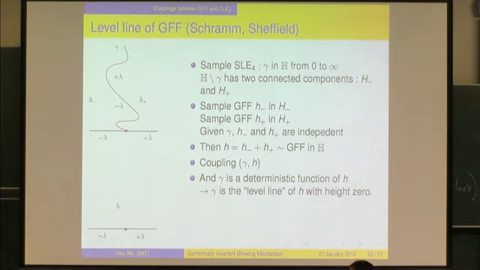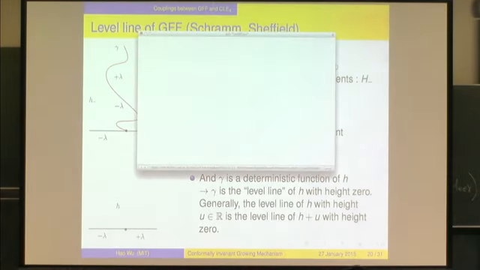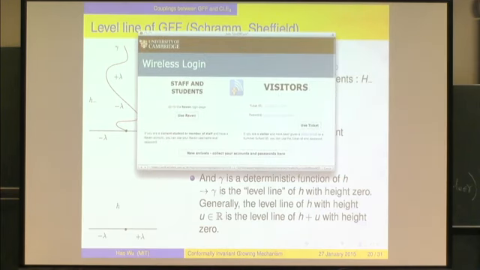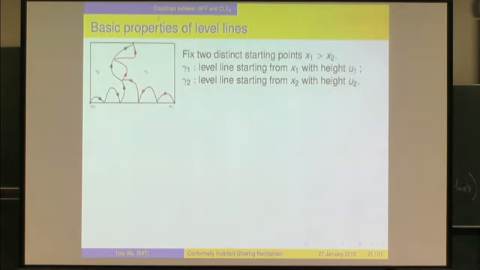So this is the setting where we make sense of the level line of the continuous Gaussian free field. Generally, for any fixed real number u, the level line of the Gaussian free field with height u is just the level line of h plus u with height 0. And on this page, I will give several basic properties of the level line of the continuous Gaussian free field.